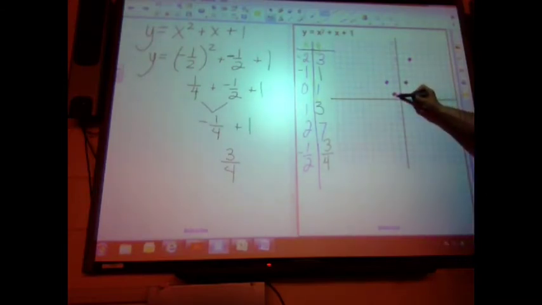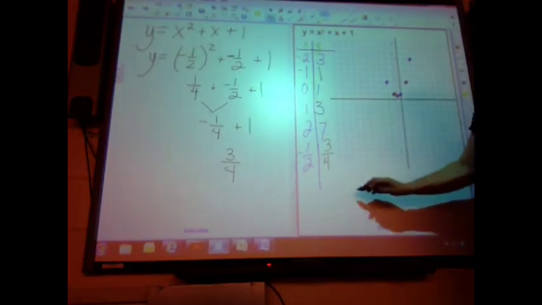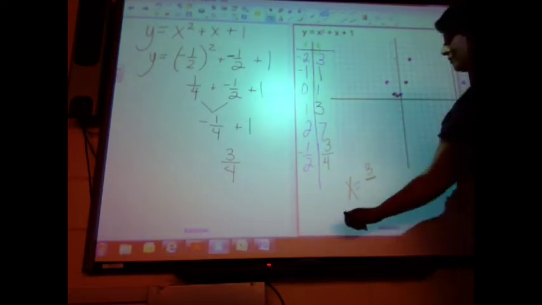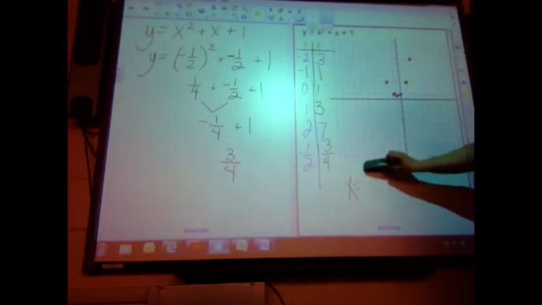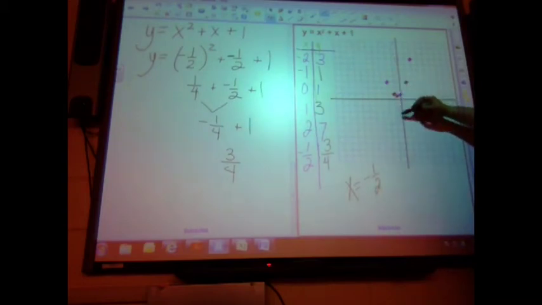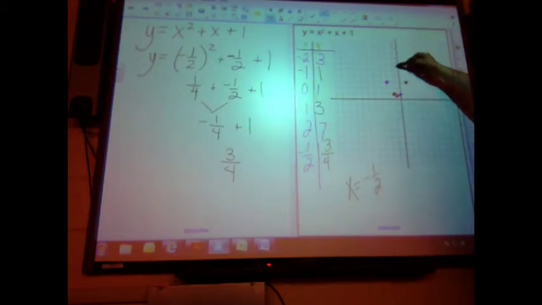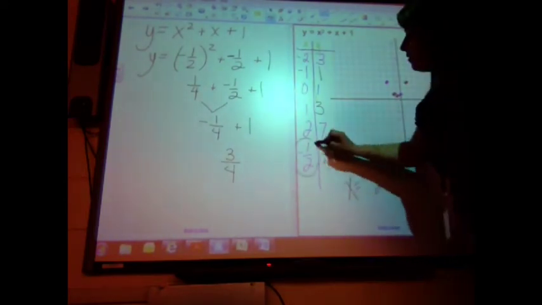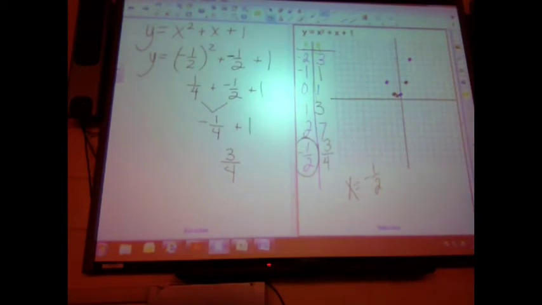So my vertex is on the line x equals... Sorry, the vertex is on x equals negative a half. That's going to be this pink dotted line going up here. That's my line of symmetry. The vertex and your line of symmetry are always going to have the same x value. So connect these dots.